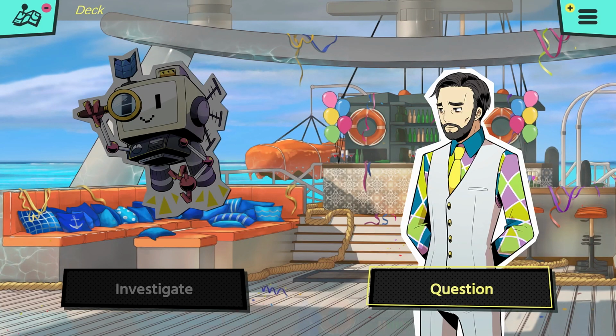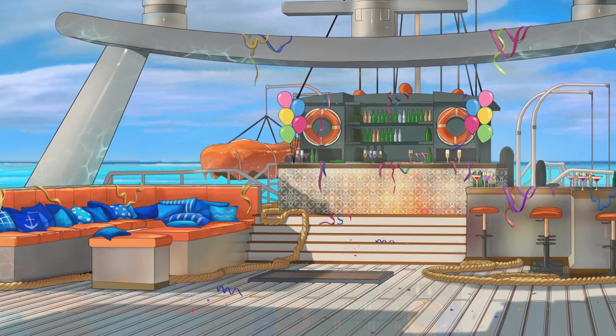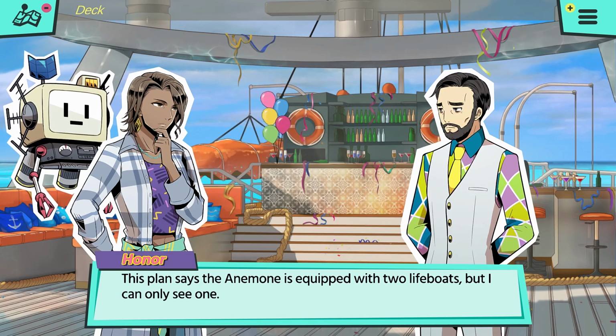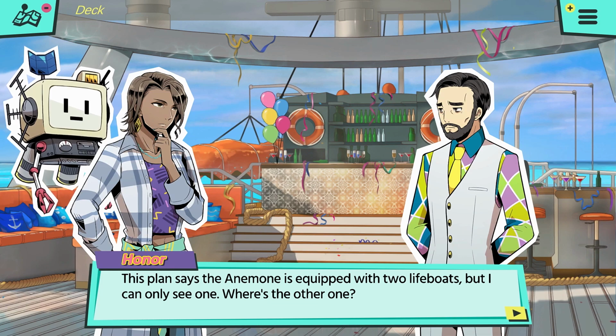Hint, hint, Picross. Ray, what do you know about this escape plan? This plan says the anemone is equipped with 2 lifeboats, but I can only see one. Where's the other one?